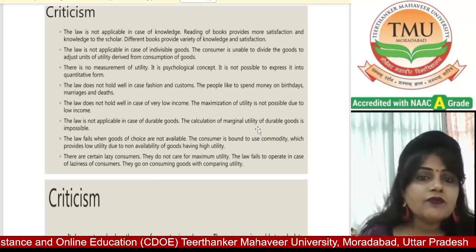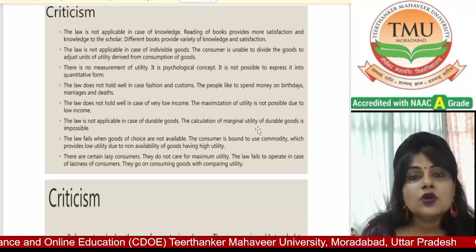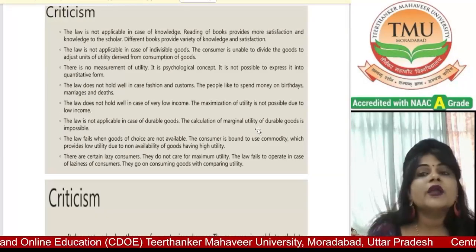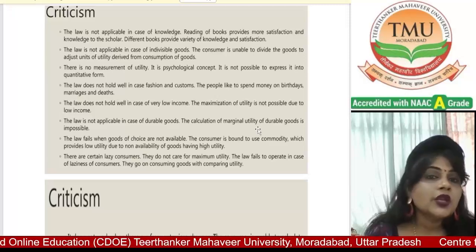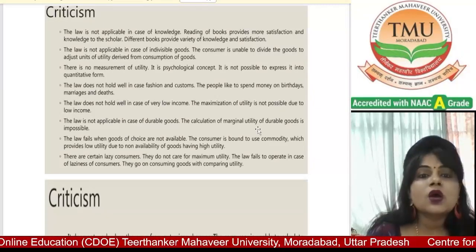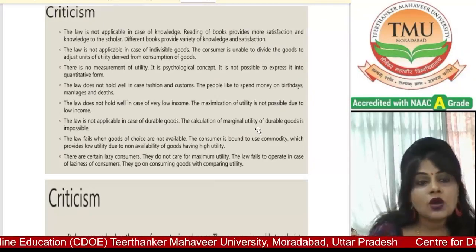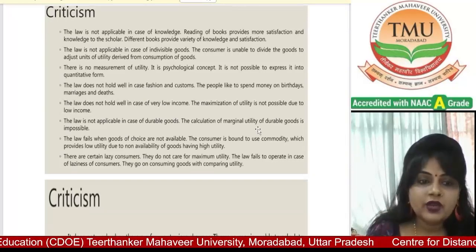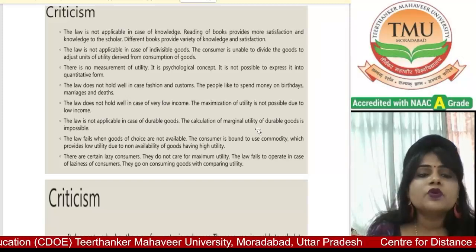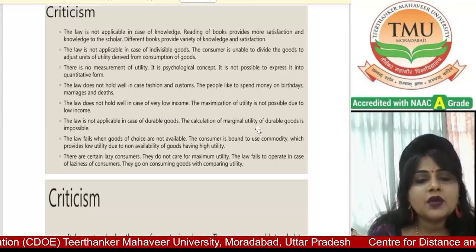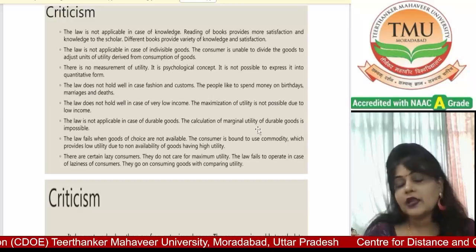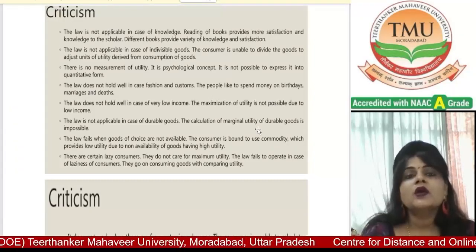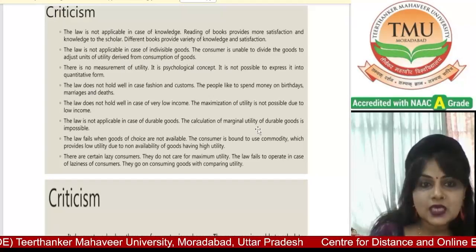the law is not applicable in the case of indivisible goods. The consumer is unable to divide the goods into units of utility derived from consumption of goods. Many times the goods are not dividable. It may be any type of animal, goat or cow. If they are things like apples and bananas, you can divide them. But this law is not applicable in this case.